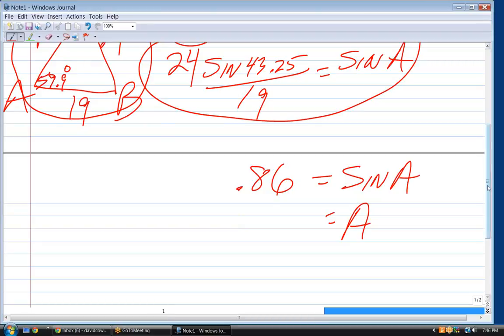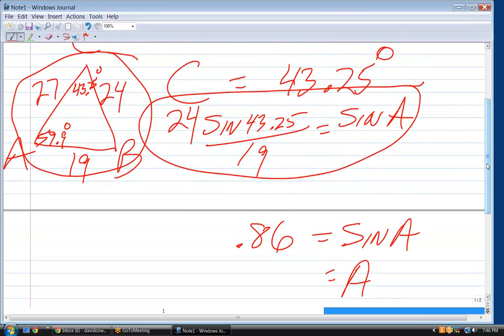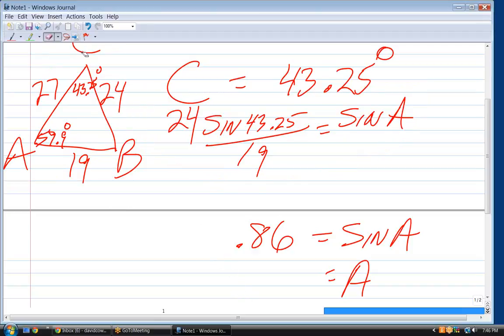Now, to get the final piece, in other words, every triangle that you solve, you have to come up with 6 pieces of information, all 3 sides, all 3 angles. Well, we could use the law of sines again to get that angle, but there's a much easier way. What is it? Subtract it. The total has to be 180. So add these 2 angles, subtract from 180. What do you get for this? Should be 70 something. 76.85.